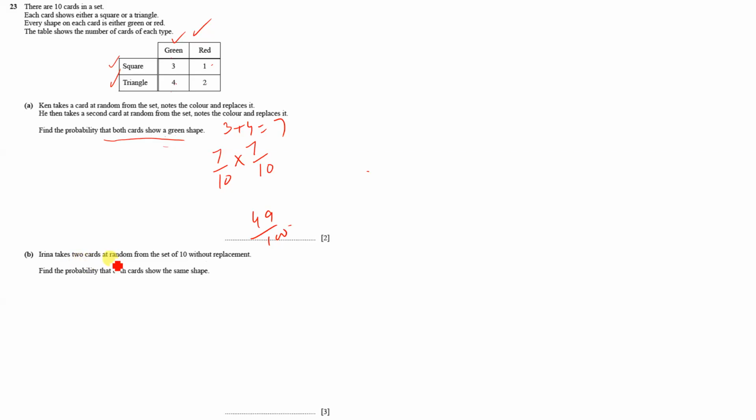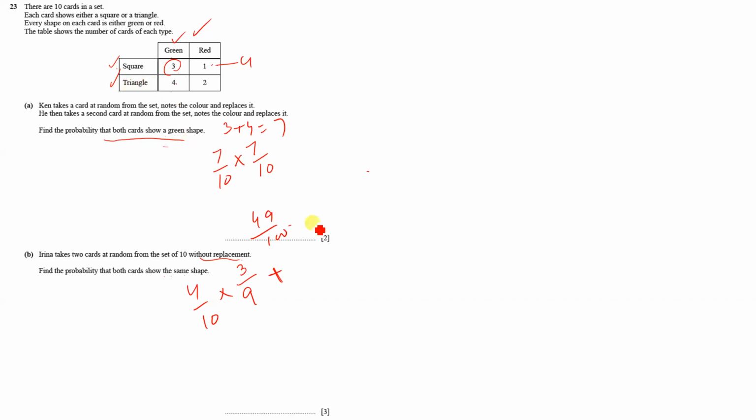So Irina takes 2 cards at random from the set of 10 without replacement. Find the probability that both cards show the same shape. Now if both the cards are square, then the probability would be 4 over 10 times, since card is not replaced, so we are left with 9 cards and square cards are 3, remaining 3 square cards, so 3 over 9 plus. So both the cards are square or triangle, so we have plus sign in between.